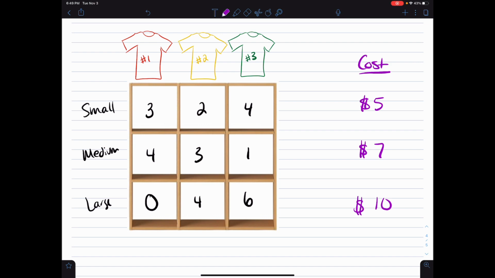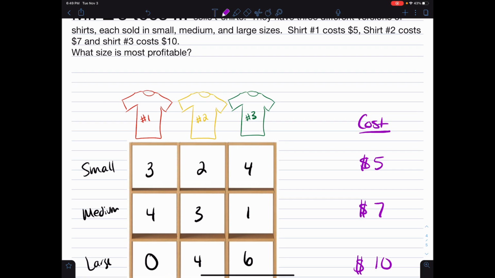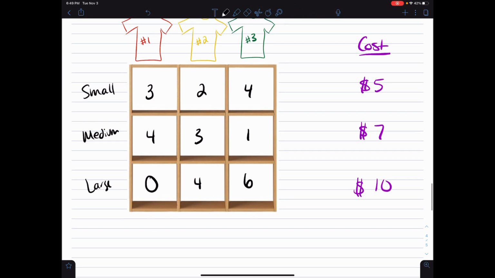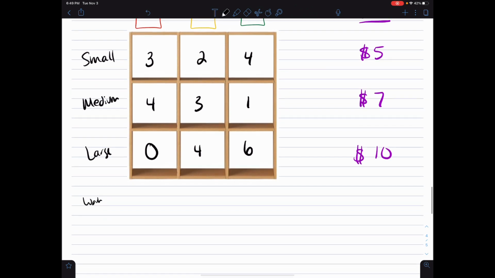So if we wanted to figure out what size is the most profitable, we'd have to figure out how much money we're going to make from the smalls, how much from the mediums, and how much from the larges. That's not a very difficult task when we really think about it. I'm just going to show my work down here for a quick second.